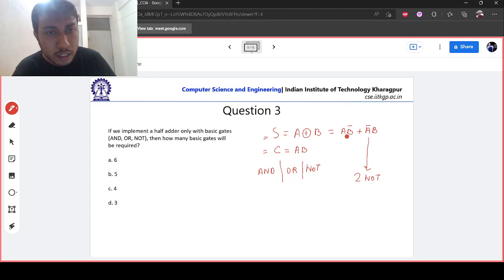Then we require one add operator, one multiplication operator, and another multiplication operator. So we require two AND operators for these AND operations, and we require only one OR operator for the add part, right? And if we go for the carry, in carry we require only one AND operator, that is for AB.